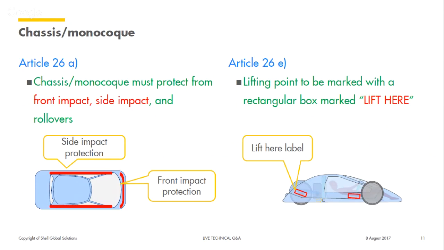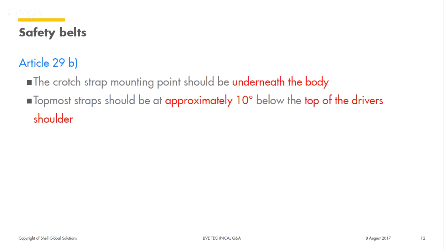Okay, next slide. All right, about the safety belts, nothing really new, but the main thing is we've changed the wording slightly. The crotch strap must come from underneath the body, not behind the shoulders as before. And the topmost strap must be 10 degrees below the driver's shoulder. So next slide.